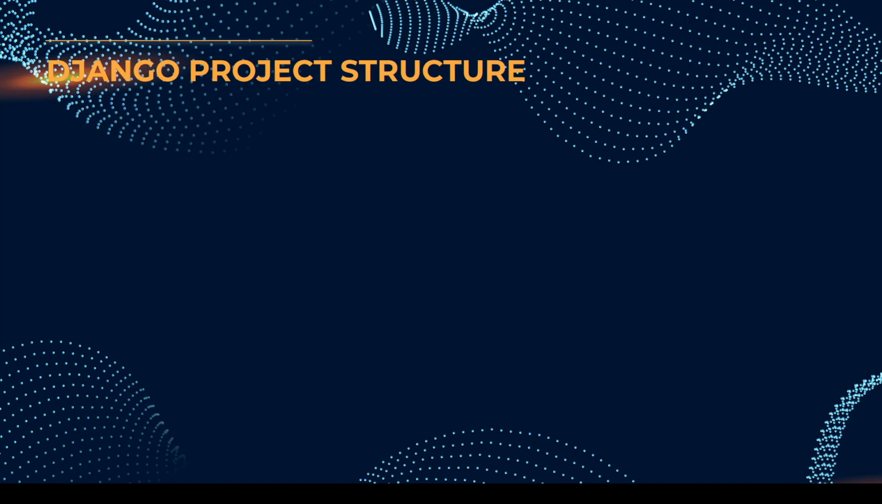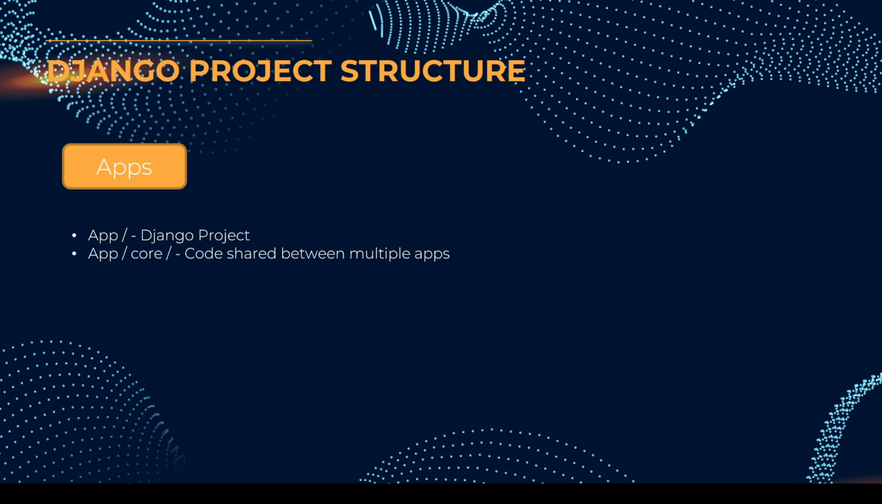Take a look at the structure of the Django project that we are going to be creating to build our API. The Django projects are split up into various apps. So we have the main app, which is the project itself, and this is just going to be in a directory called app. Then we are going to have a core app.